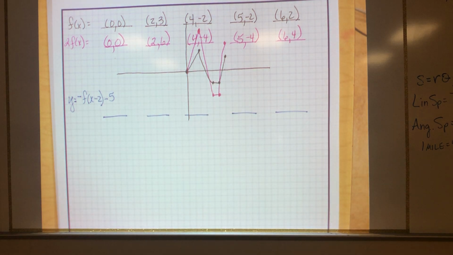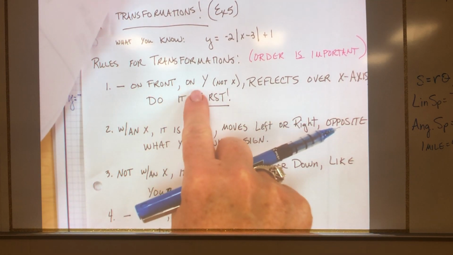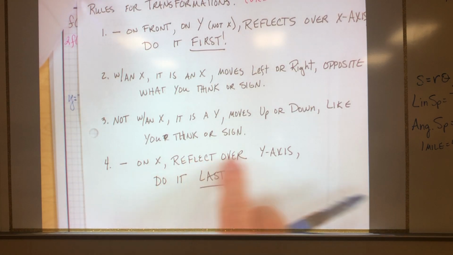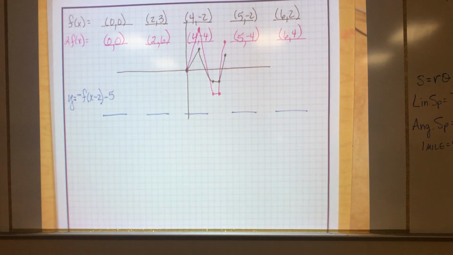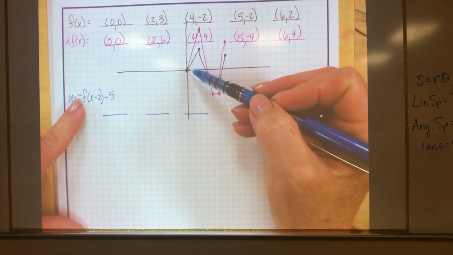First, these are the rules that we talked about. See how if you have a negative on the front, on the y, you do it first. If you have a negative on the x, that reflects it over the y-axis, you have to do that last. Okay? All right. So this guy reflects this first point over the x-axis. Does that move it anywhere? No. He just stays where he is.